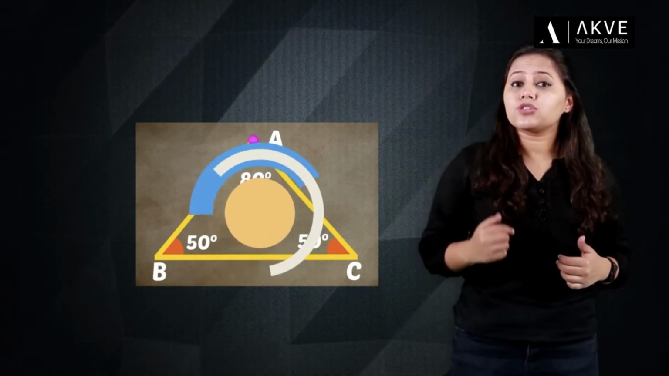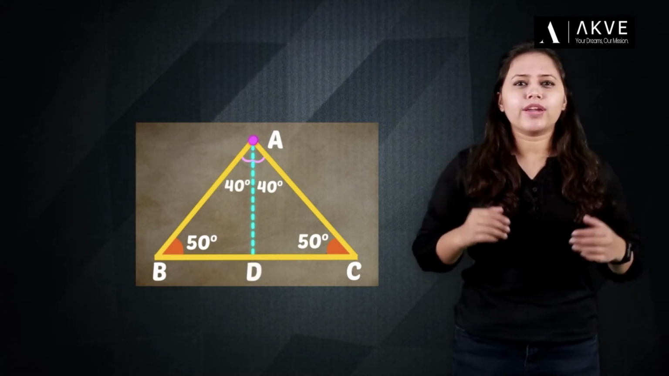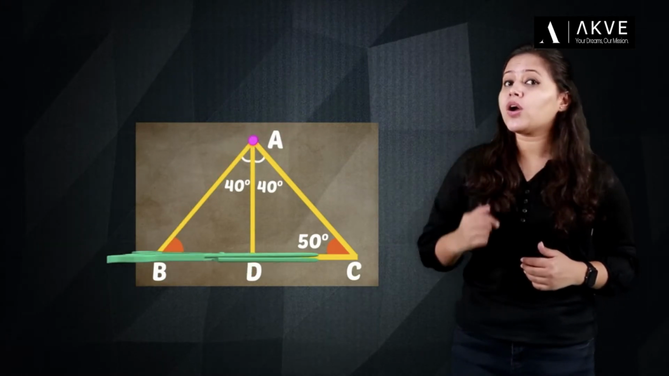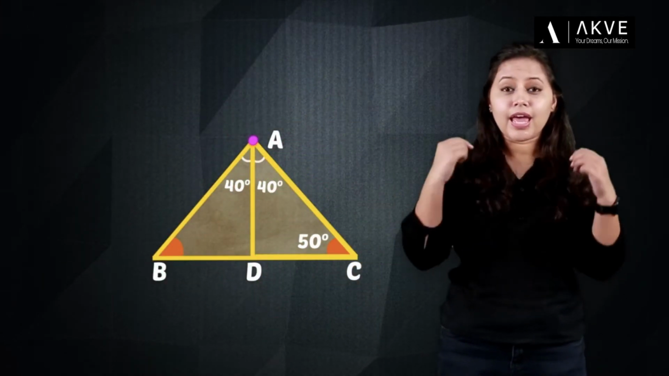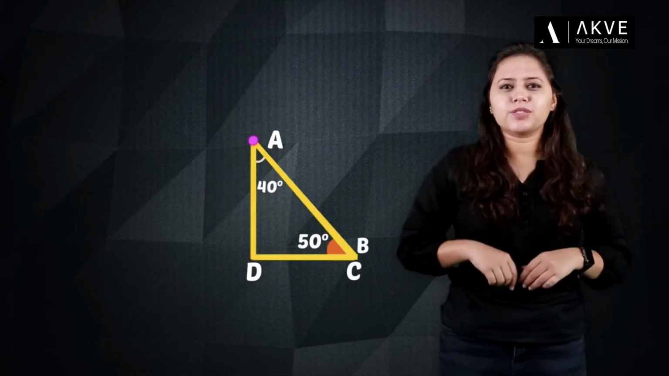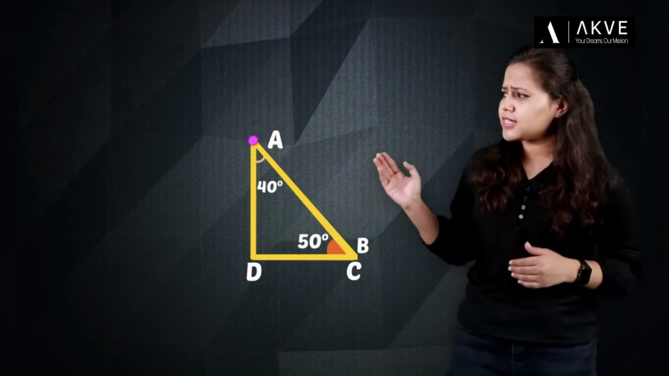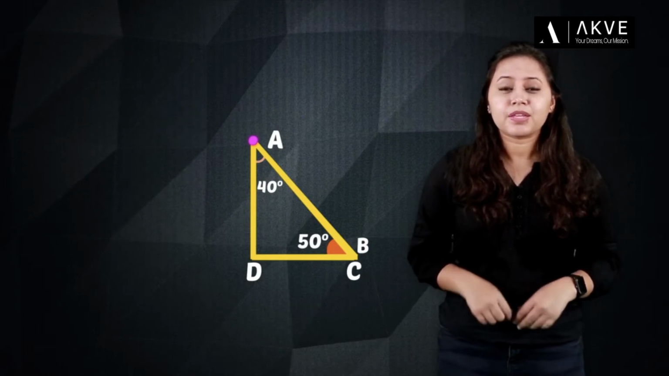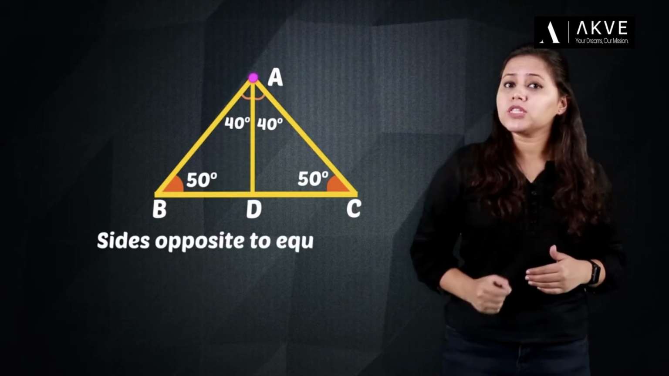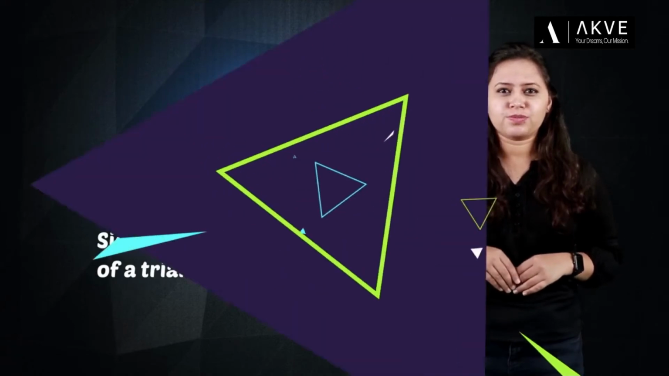So now, let's draw the angle bisector of angle A and let D be the point where it meets BC. Now, we need to cut the triangle along its sides like this. And then fold it so that the vertex C falls on vertex B. Done? Great. So what do you see? Doesn't AB coincide with AC? It's a perfect match. This shows that sides opposite to equal angles of a triangle are equal. We can even prove it.